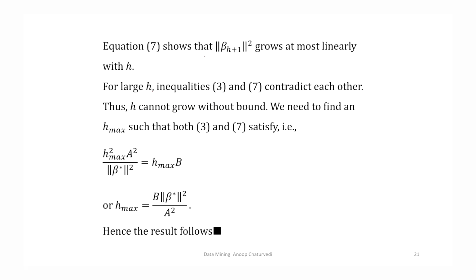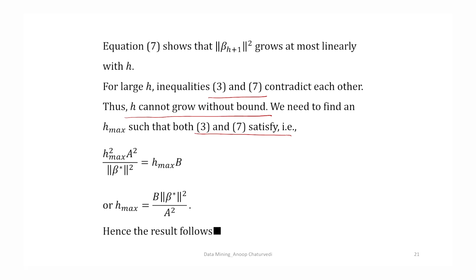Now, equation 7 shows that norm of beta h plus 1 square grows at most linearly with h. Now, for large h, inequalities 3 and 7 contradict each other. Just consider these two inequalities 3 and 7. Thus, h cannot grow without bound. We need to find, say, an h maximum such that both 3 and 7 are satisfied.